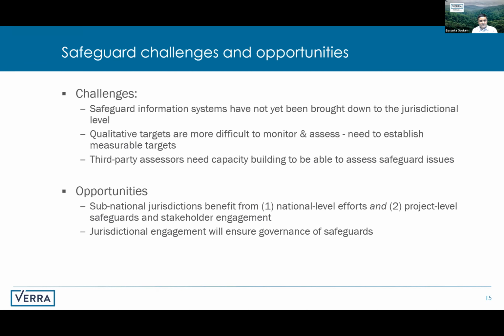And the second is that the jurisdictional engagement will ensure governance and safeguards. Because jurisdictional means that it involves the government, as well as other stakeholders. So we feel that this will ensure governance on the whole program, but also particularly on the safeguard side as well.